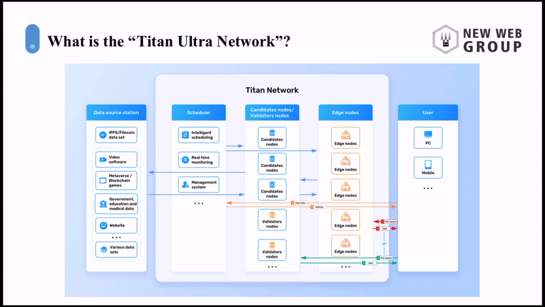The role of Titan Ultra Networks. There are multiple parties involved in the entire Titan Ultra Networks system, each with different needs. In version 1.0, we divide them into user, edge nodes, candidates, validator, schedulers, reputation system, dataset, and retrieval portals. The specific division of labor for each role will be explained in detail on the Titan website and documentation.